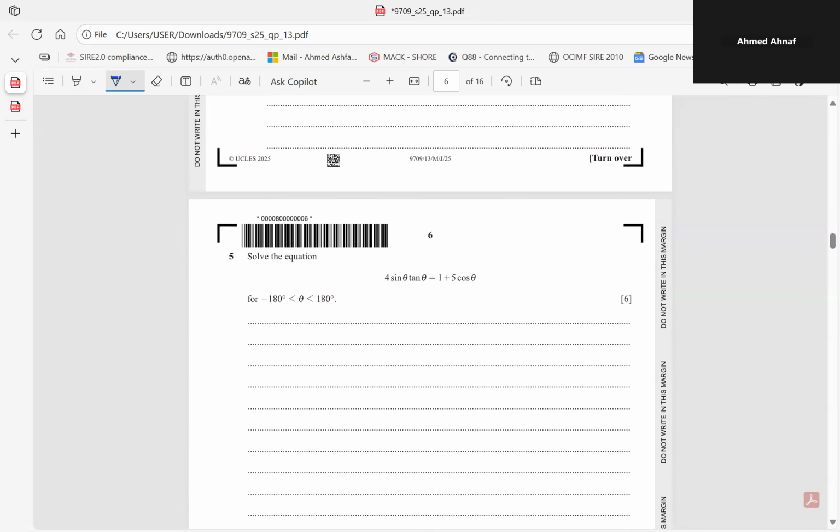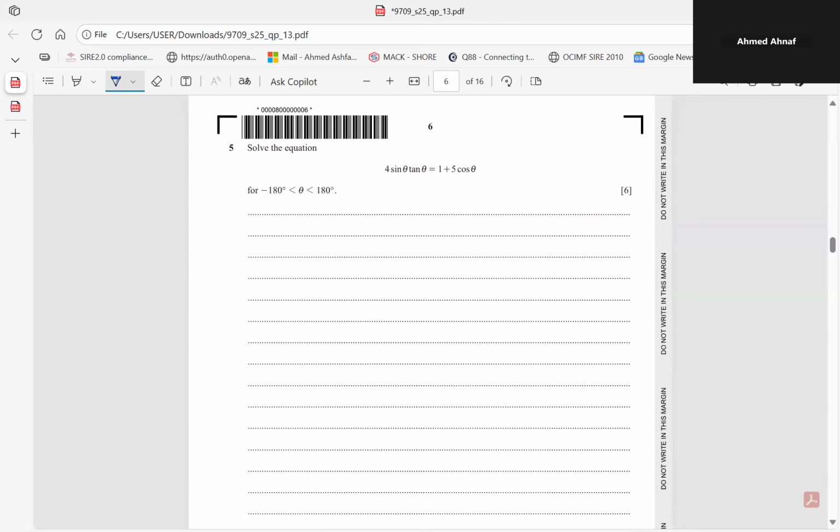Let's head on to the next question. Okay, so for this question, we're told to solve this equation for the domain of theta between minus 180 degrees and 180 degrees. First of all, let's write down the equation and try to simplify it in terms of just one term, so either in terms of cosine only, sine only, or tangent only.